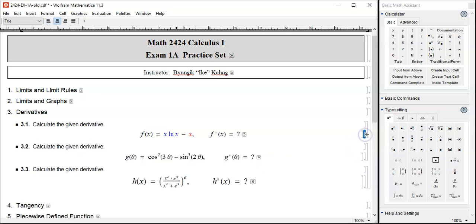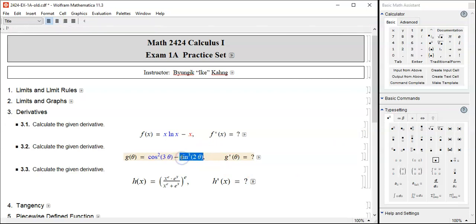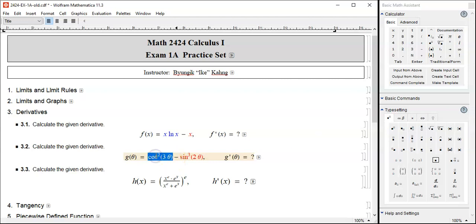Okay, all right. Now let's go to the next problem, a trigonometry problem. And this is actually a combination of two problems, the blue problem and the red problem. You can find the derivative of this blue function, cosine squared of 3 theta, and the derivative of the red function, sine cubed of 2 theta, separately using the chain rule, and then subtract one from the other in the end, if you're not really comfortable with doing everything at the same time. Okay, ready? All right, let's begin doing the blue problem.